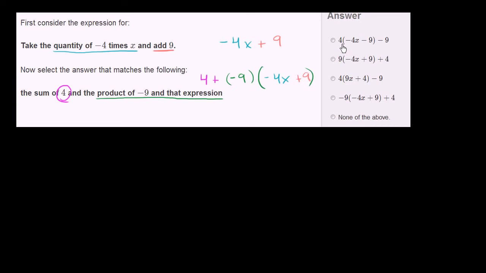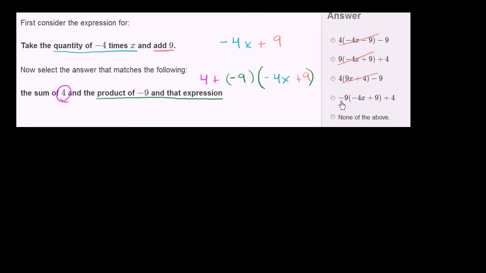Now let's see if any of these actually match what I just wrote. So this one is 4. No, here we're taking a 4 and we're multiplying it times negative 4x minus 9, and then we're subtracting 9. So this seems very different. So I'll scratch that one out. This has positive 9 times negative 4x plus 9 plus 4. So this is very close. This says positive 9. This says negative 9. So I'll cross that one out. This one has 4 times 9x plus 4. Well, no, we have negative 4x plus 9. This is different in multiple ways, and they're multiplying it by 4 instead of negative 9.